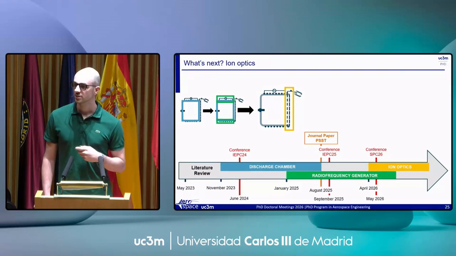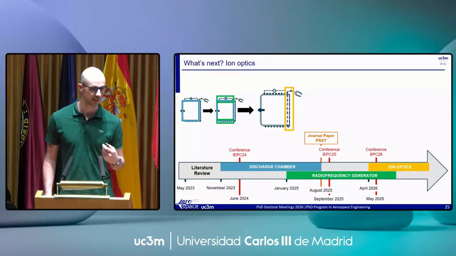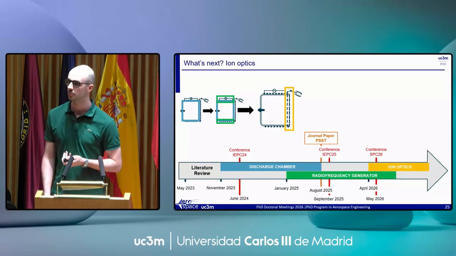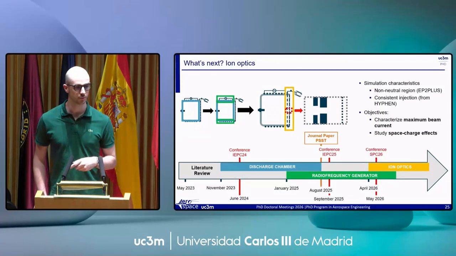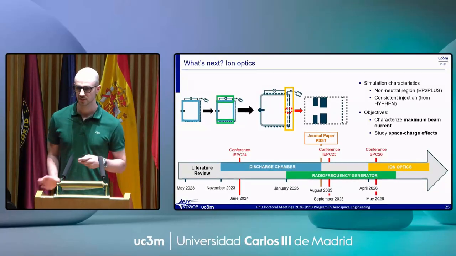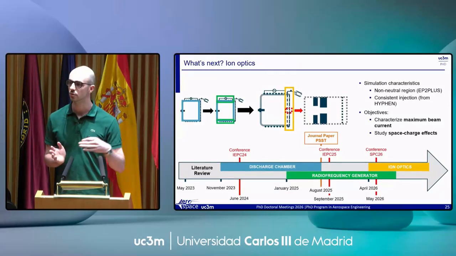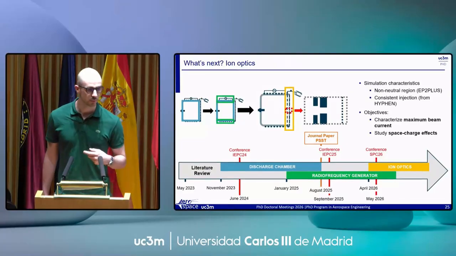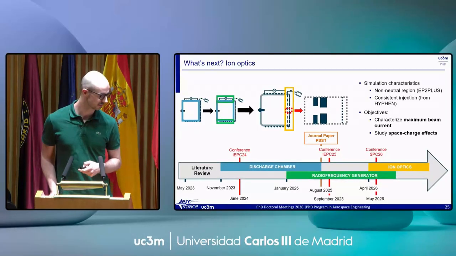And what's next? Well, we decided to do another step, which is, okay, let's now deal with the semi-transparent surface, and let's try to simulate it in a more proper way. So we decided to move into the acceleration system, and in particular to do ion optics analysis. Ion optics analysis means that we are going to study the way the plasma ions are focused and extracted from the grids. And in particular, we want to study the maximum beam current that we can extract from these grids and the space charge effects.